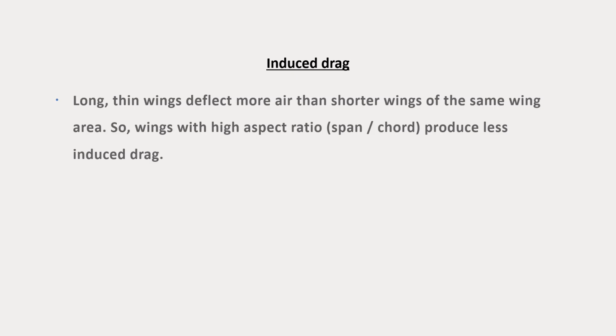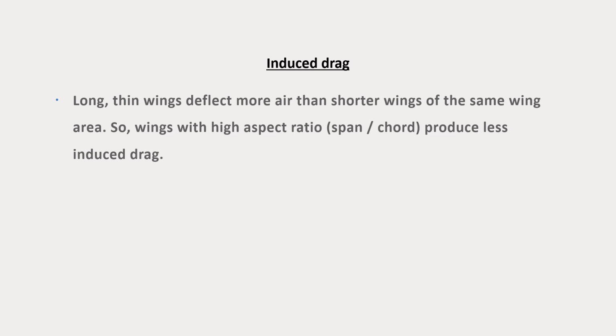So a few other things to know about induced drag is that long, thin wings will deflect more air than short, stubby wings, even if they have the same area. That's why gliders tend to have very long, thin wings. The ratio of the span to the chord is called the aspect ratio, and we want a high aspect ratio to produce less induced drag.